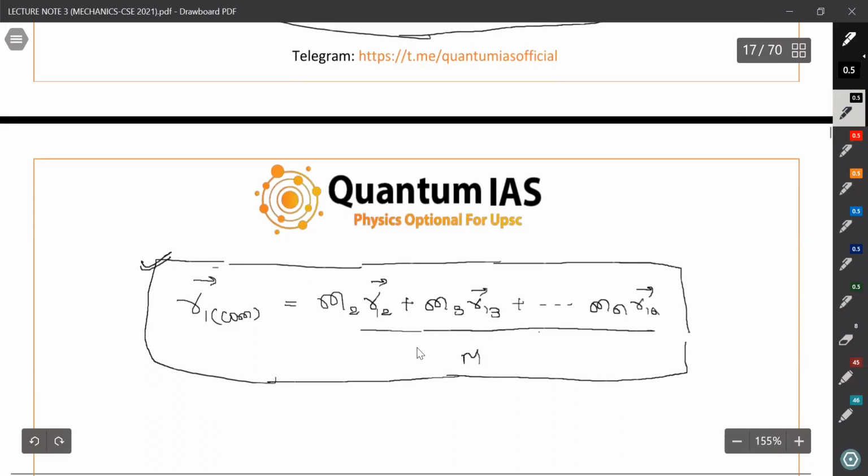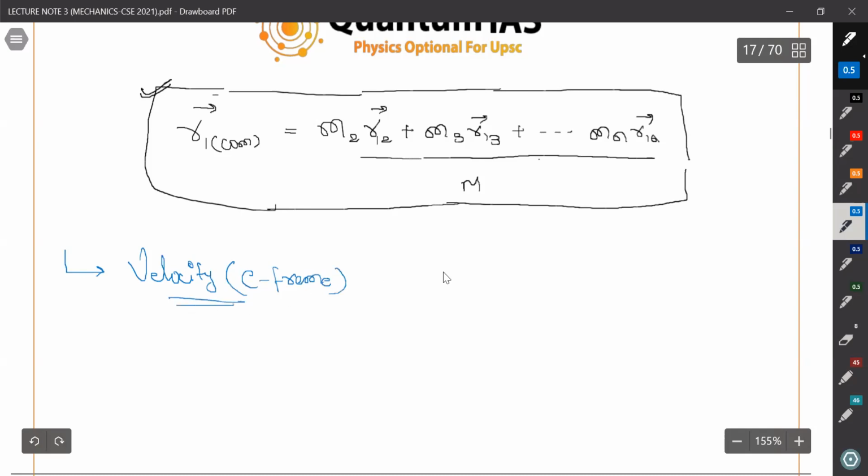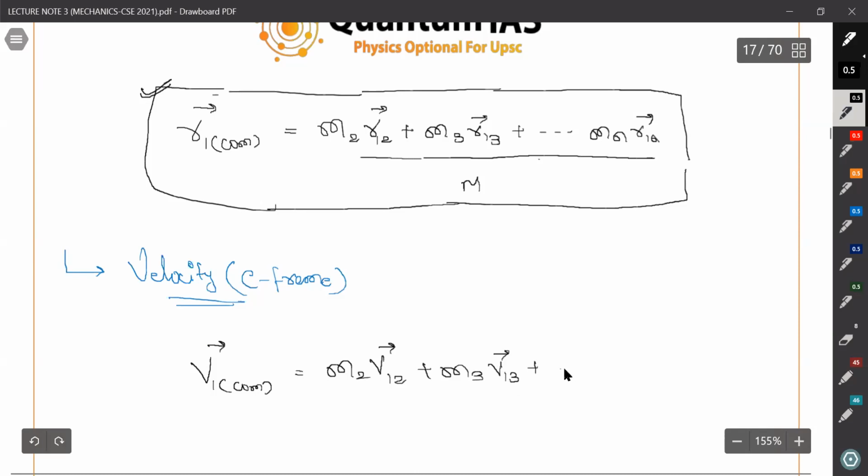Okay, so in this way we can deduce the position of any point with respect to the center of mass. Now let's find out the velocity. Velocity in the C frame for any particle: just differentiate the above. So you will get v1 with respect to center of mass equal to m2 v12 plus m3 v13, and so on, up to mn v1n, upon total mass.